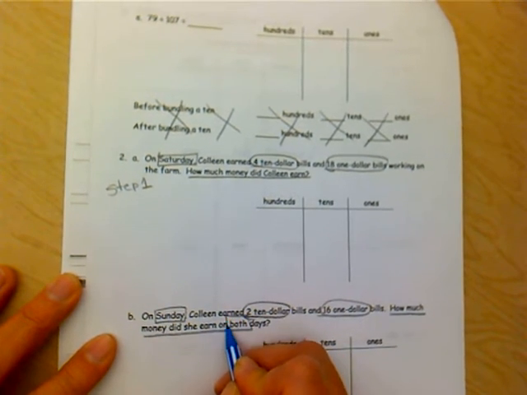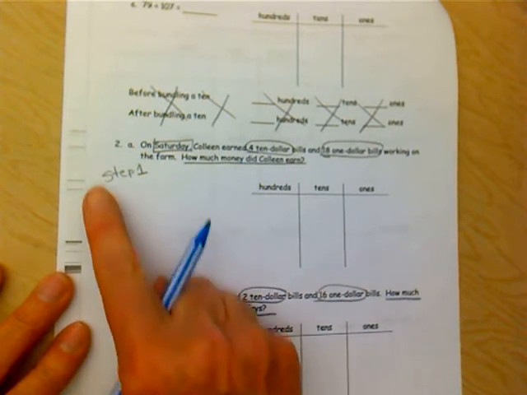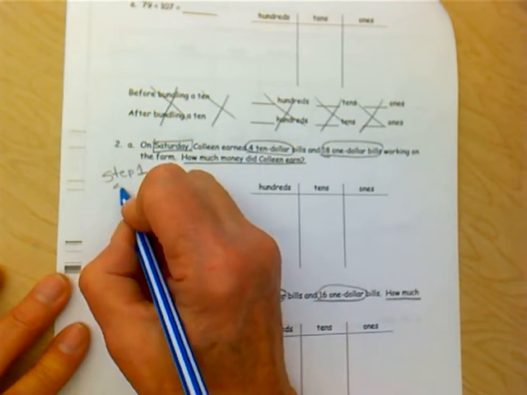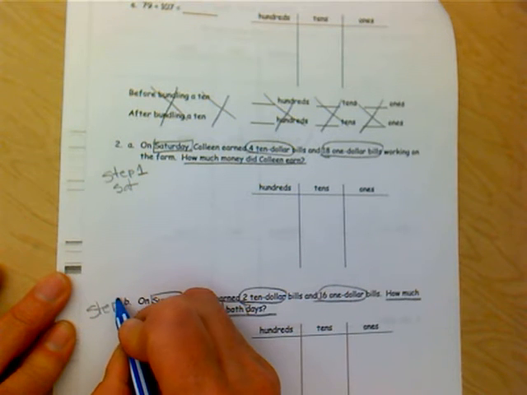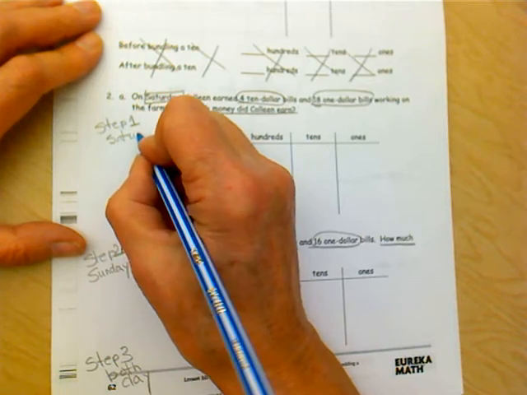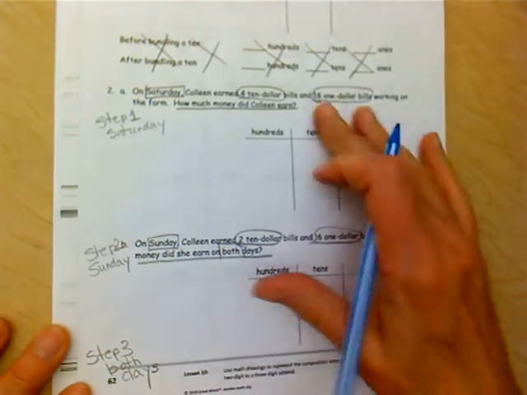And this is important on both days. So technically, you have a 3-step problem. You're going to have to figure out how much money, first of all, she earned on Saturday. And then step 2 is how much money she earned on Sunday. And then step 3 is how much money she earned on both days. So just so you understand that this is a 3-step problem. How much did she earn on Saturday? How much did she earn on Sunday? And how much did she earn on both days? So you've got 3 steps.